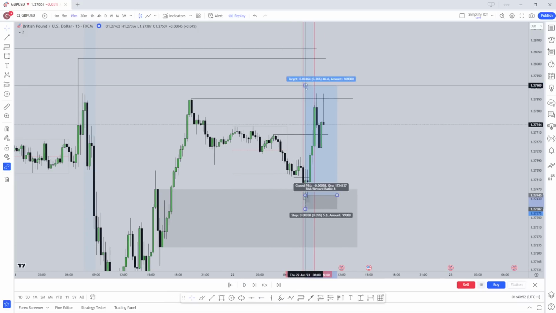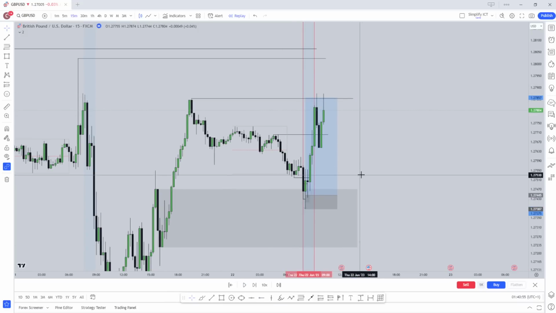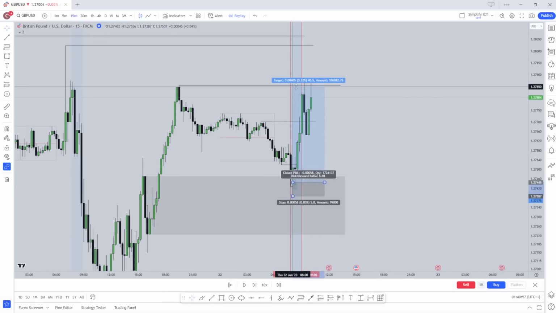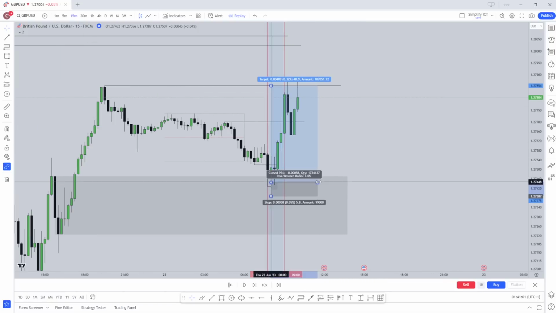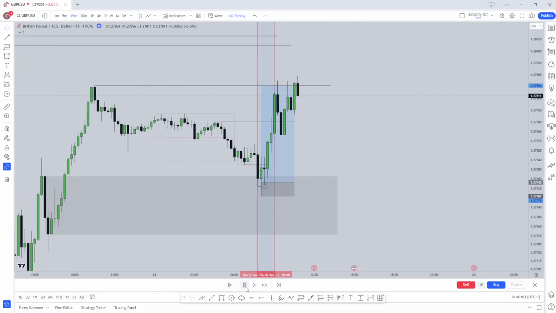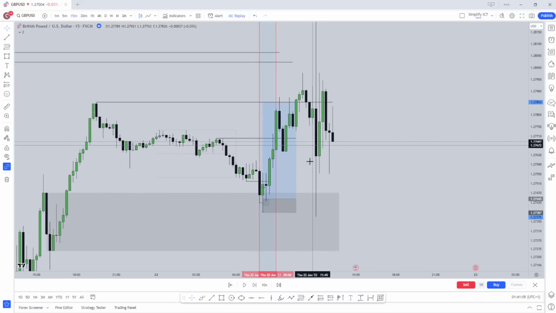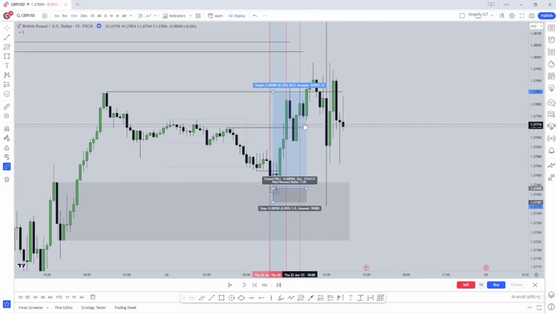As you can see, price is wicking this area over here. So you could have comfortably got out over here, or just basically literally just a 1 to 7 over here at this first liquidity area. Let's see how price moves. Okay, as you can see, there's news on this day, so you'll be getting out before that.